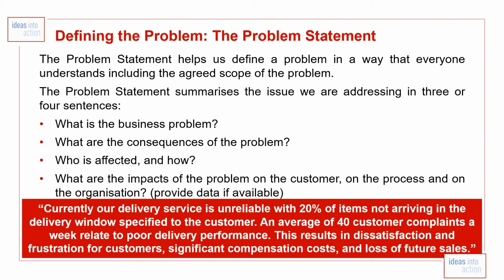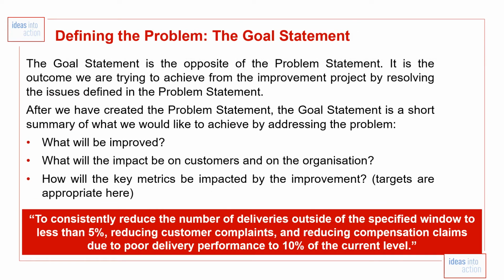An example problem statement looks like the following. Currently, our delivery service is unreliable, with 20% of items not arriving in the delivery window specified to the customer. An average of 40 customer complaints a week relate to poor delivery performance. This results in dissatisfaction and frustration for customers, significant compensation costs, and the loss of future sales. Working as a group to define the problem statement is a great way of getting everyone on the same page with their understanding of the problem, and importantly, on the parameters of what is and what is not covered by the group's work.